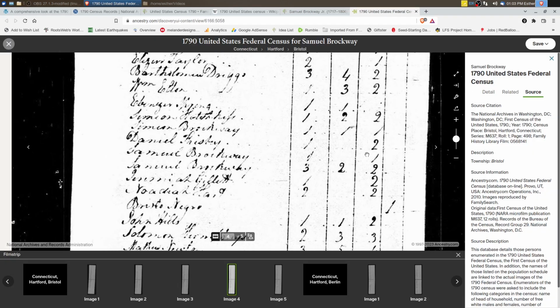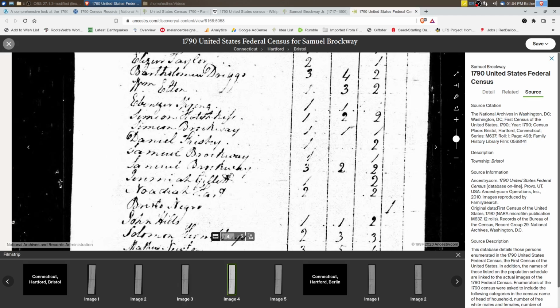And then you can see that the top Samuel Brockway has one male over the age of 16 and one female living in the household. So this is probably the senior Brockway, because he would have been an empty nester basically at this point, and his wife had died. So it's not really clear who this other female is. It could be a granddaughter, it could be a maid, it could be a lot of different people. And so we just know that there's one female in the household.